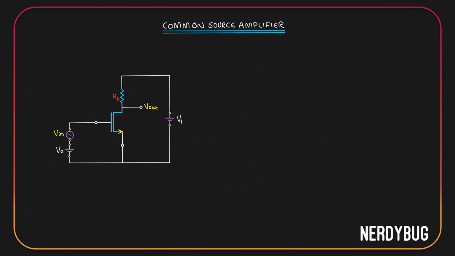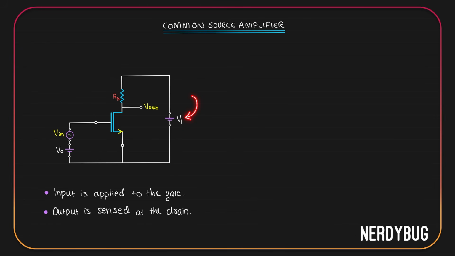In this configuration, input is applied between the gate and the source. Output, on the other hand, is taken between the drain and the source. We have also applied V0 over here, which will make sure our transistor is in saturation mode and we can use it as an amplifier. Along with that, we have applied V1 over here to provide the necessary power for the circuit.